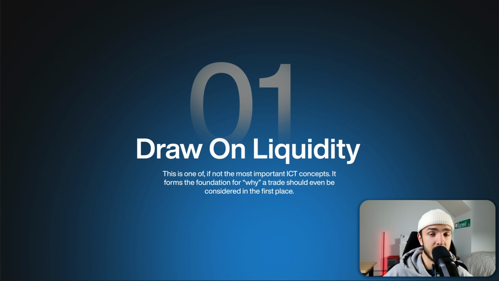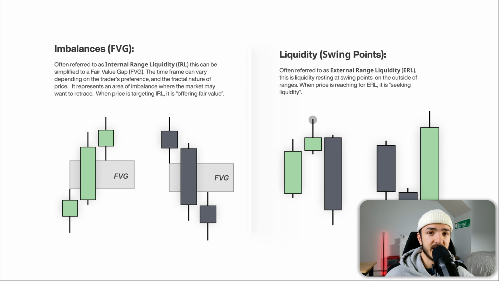The number one most important ICT concept is draw on liquidity. This forms the foundation of why you should even consider taking a trade in the first place. If there is no clear draw on liquidity, you should not be taking a trade. Without this condition met, there is literally nothing to do. Draw on liquidity is essentially the understanding that price is always drawing to one of two things. It's either drawing to one, imbalances, or two, liquidity.